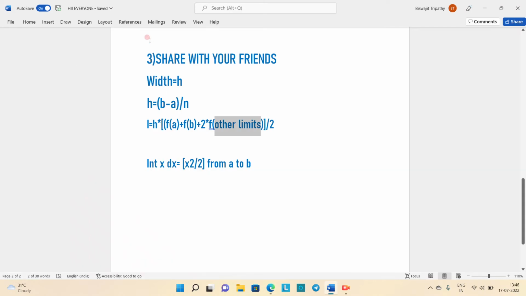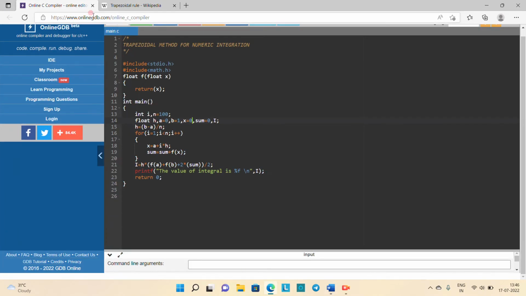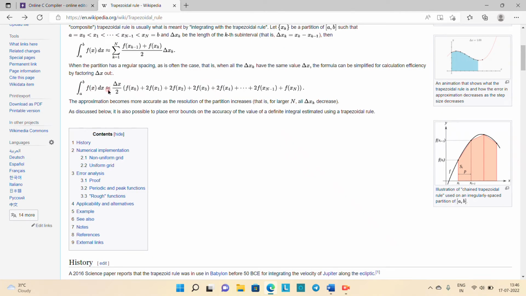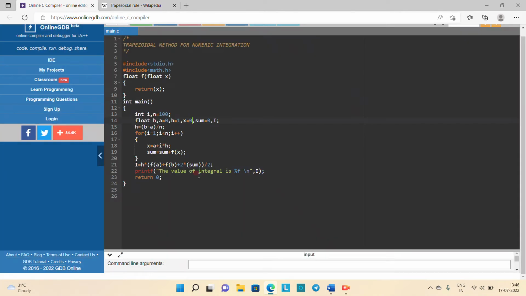What is this I? This I is my integration value, that is, the integration of f of x dx from a to b. So we have given the float. Then we tell the computer, Mr. Computer, this is my h. You have to calculate h like this: b minus a by n.